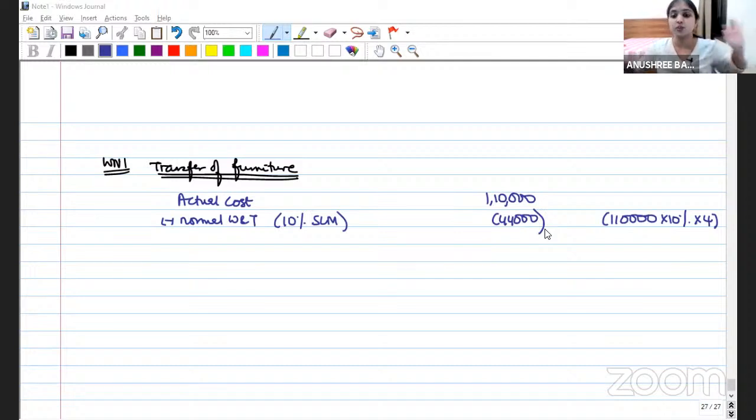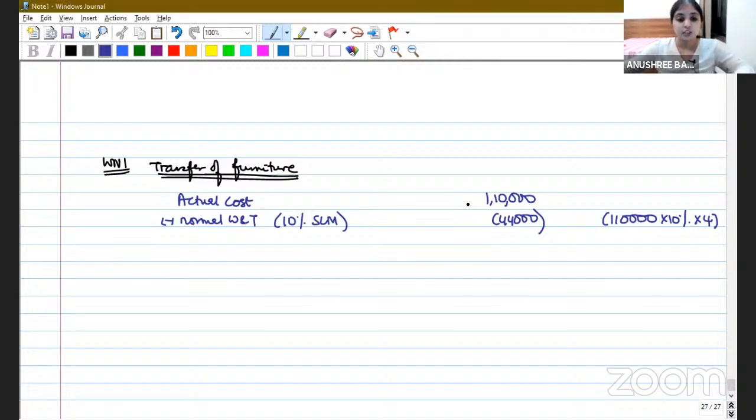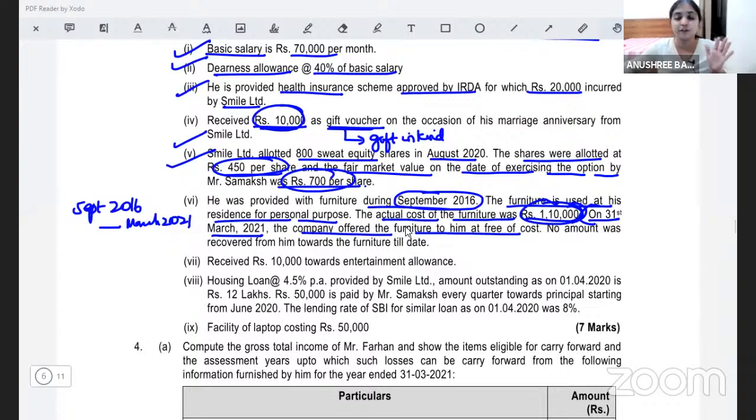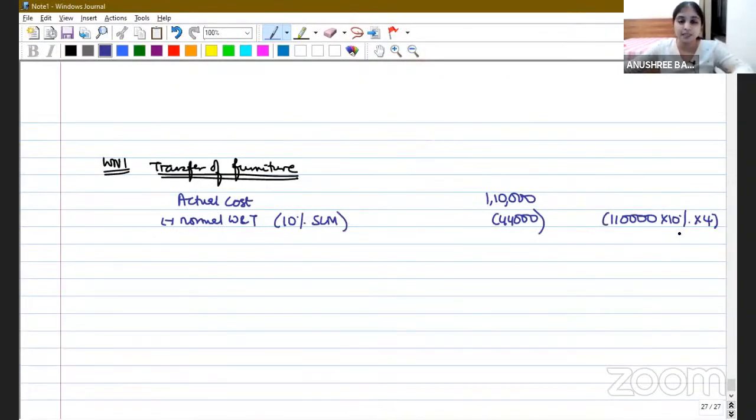Is every single student clear with this? Understood, guys? Yes, so normal wear and tear is calculated only for completed years. Any fraction we will ignore. So September 2016 to September 2020, 4 completed years, SLM basis 10% per annum. SLM means every year same amount. So straight away I multiplied by 4 years.